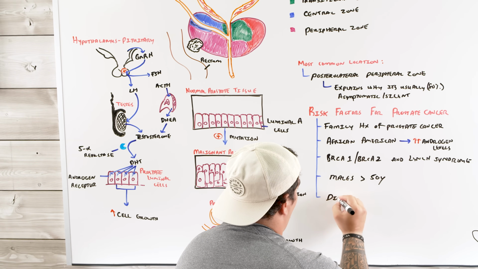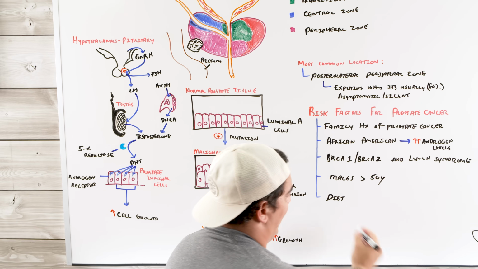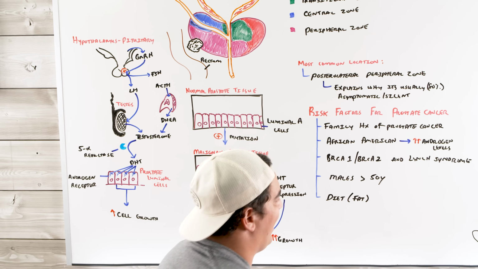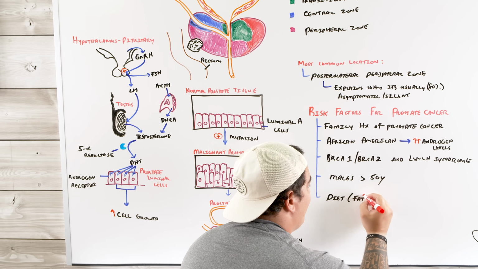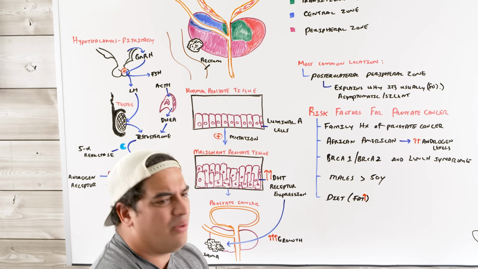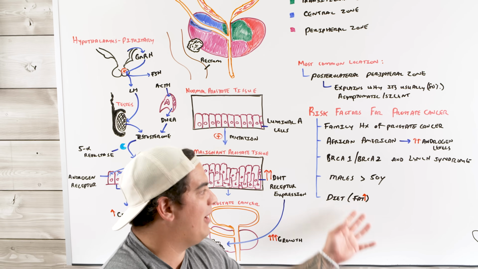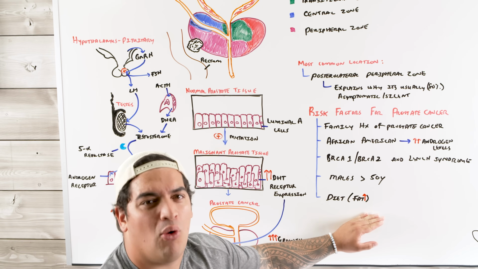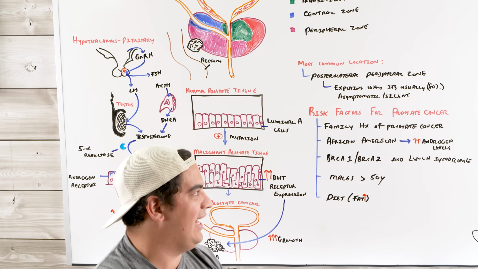The last one's diet. And this is usually your Western diets. And this is, believe it or not, they say a very high fat diet. A very, very, very high fat diet may increase the risk of these types of inflammatory conditions occurring. I don't know, I think that's somewhat controversial, but a very poor diet may contribute to prostate cancer.